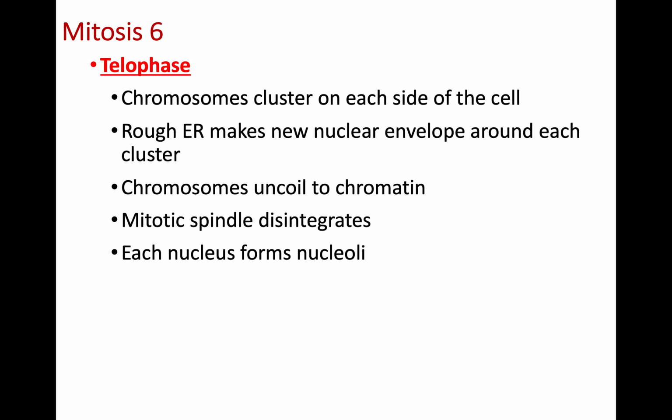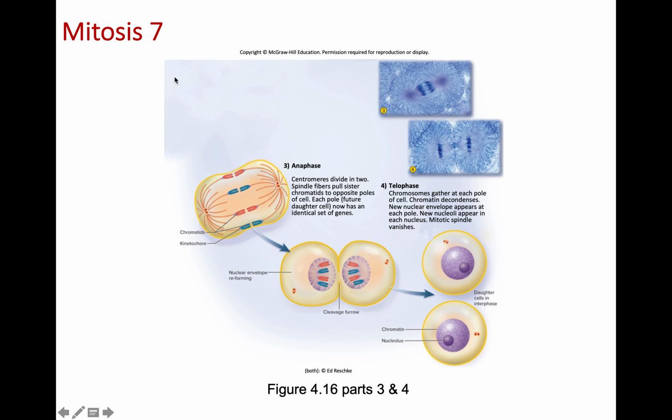The chromosomes start to relax, and that tightly wound DNA becomes loosely wound DNA. We go from chromosomes to chromatin. The mitotic spindles that formed from the centromeres begin to disintegrate, and then each brand new nucleus starts to form the nucleoli. So as we look at this, we have anaphase.